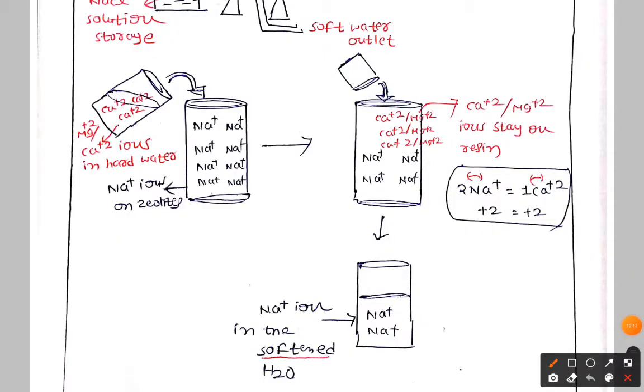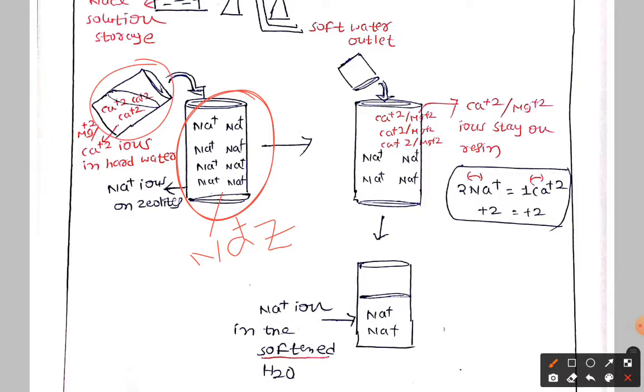Here we have another diagram, the same. This is our zeolite bed, having NaZ, nothing but zeolite. In that we have sodium ions. This is hot water containing calcium and magnesium ions. You are going to pour it on the zeolite bed. Slowly, here you can see, for example, we have almost 8 sodium ions, but slowly, as the bed takes up the calcium and magnesium ions, there is a decrease in the number of sodium ions.